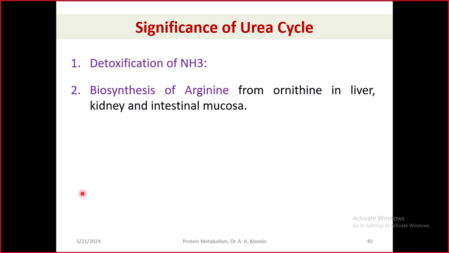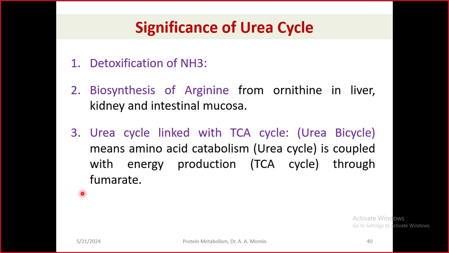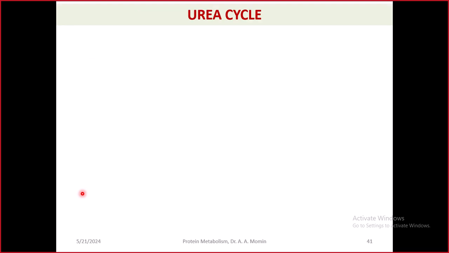in these three organs. Urea cycle is linked with TCA cycle. That's why sometimes urea cycle along with TCA cycle is termed as urea bicycle. The two cycles are connected to one another, which means amino acid catabolism is coupled with energy production, that is TCA cycle, through fumarate, because fumarate is formed in the urea cycle and it is utilized in the TCA cycle. So it is an example of integration of metabolism.